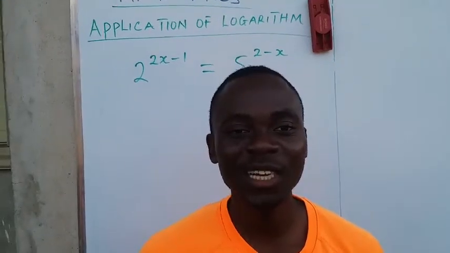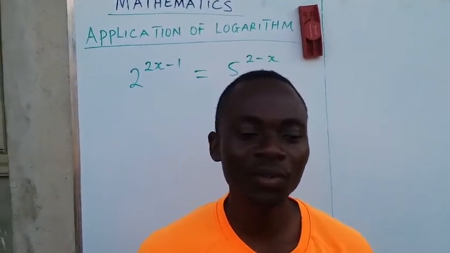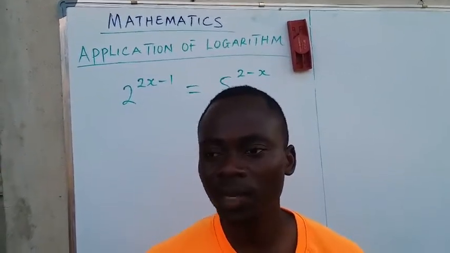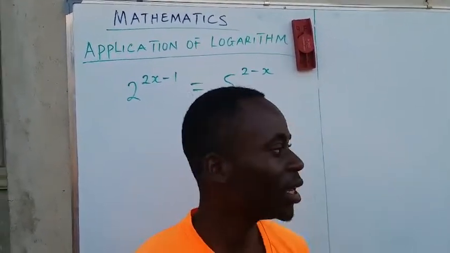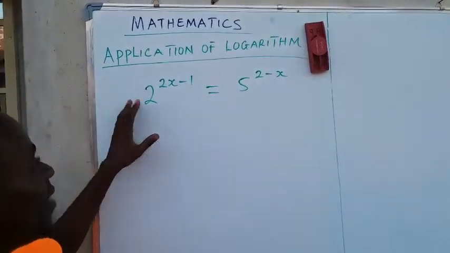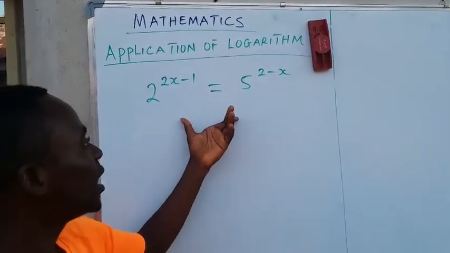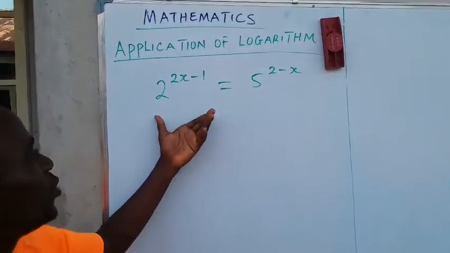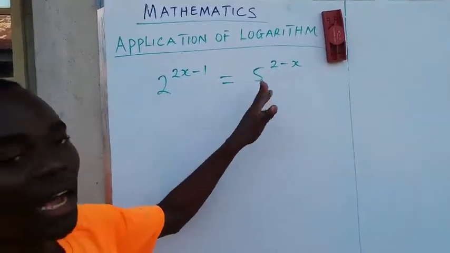In this video, we shall be looking at how to apply logarithms. Logarithms can actually be applied in indices. So on the board here, we have an index equation, and this index equation is seemingly impossible to solve. Why? Because the bases are different.